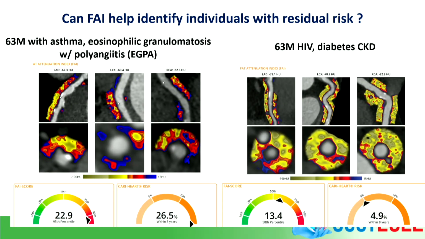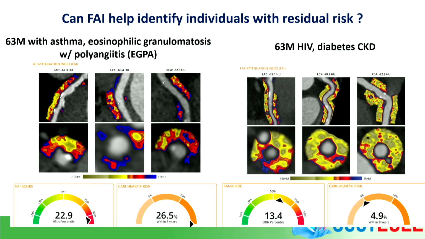So if I show you now the Phi information for both of these patients, the patient on the left was asthma and EGPA. When we do his Phi score, it is at the 95th percentile, so very, very high. And accordingly, this is a risk score that looks at his risk of fatal cardiac events in the next 8 years, also very high for this patient.